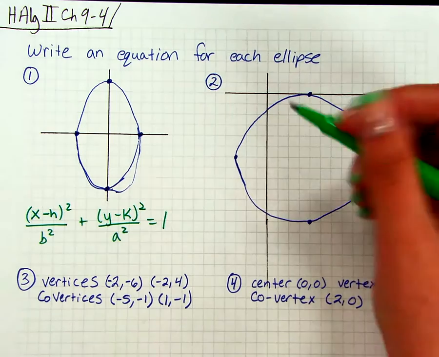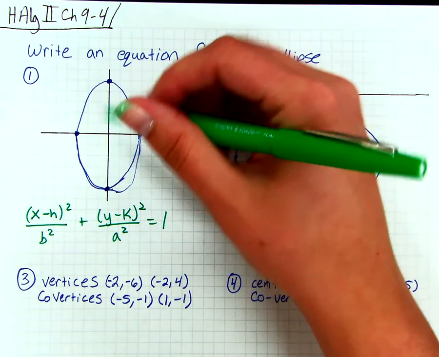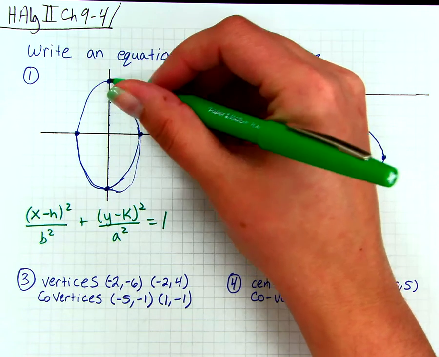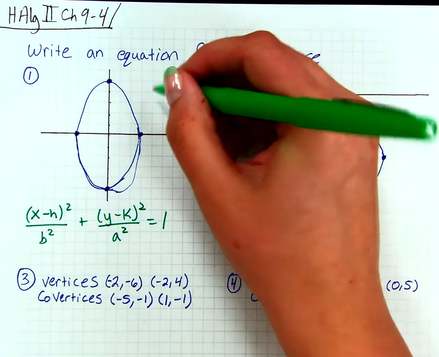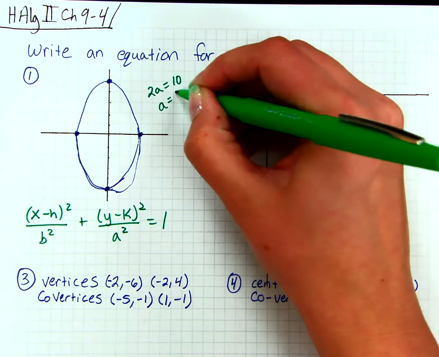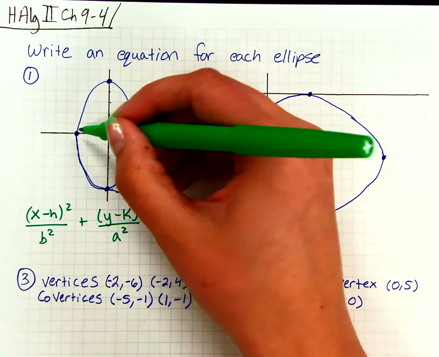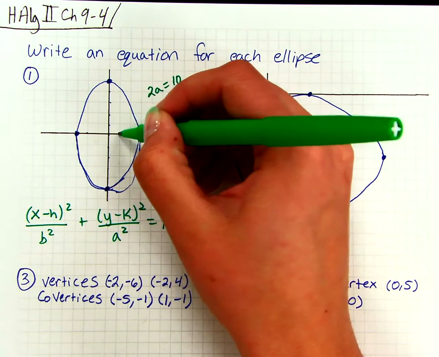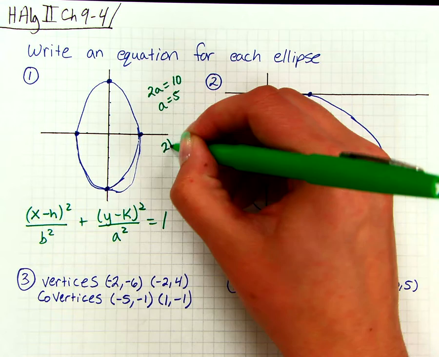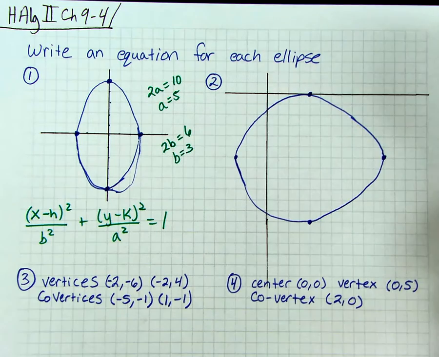If we start, we can find the length of our major axis. If I just count, 1, 2, 3, 4, 5, 6, 7, 8, 9, 10. So that means we have 2a equal to 10, so a is 5. And then we have 1, 2, 3, 4, 5, 6. That's our minor axis, so 2b is equal to 6, which means b is 3.